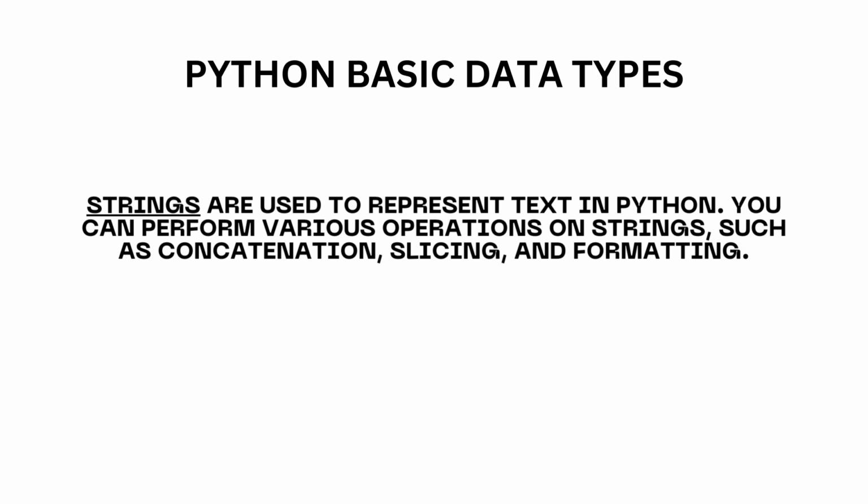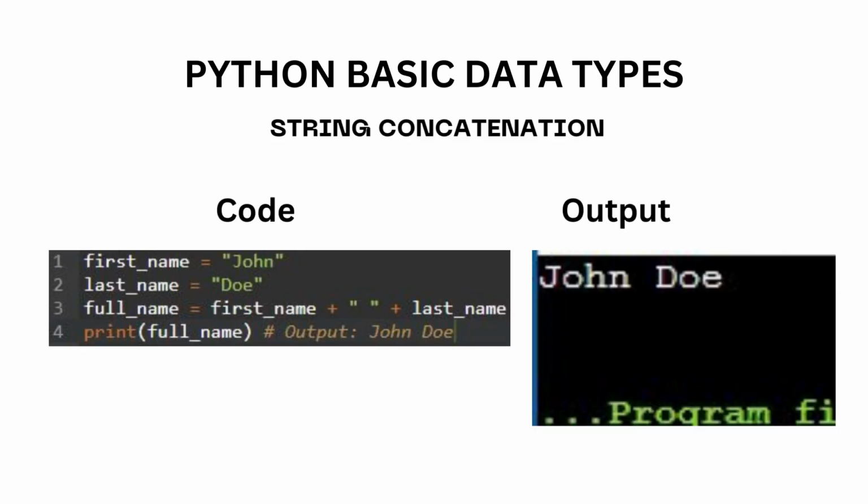Now, let's talk about strings. Strings are used to represent text in Python. You can perform various operations on strings, such as concatenation, slicing, and formatting. Here are some examples. In this example, we first assign the string value John to the variable first name, and the string value Doe to the variable last name. We then concatenate these two strings and assign the result to the variable full name. Finally, we print the value of full name, which will be John Doe.